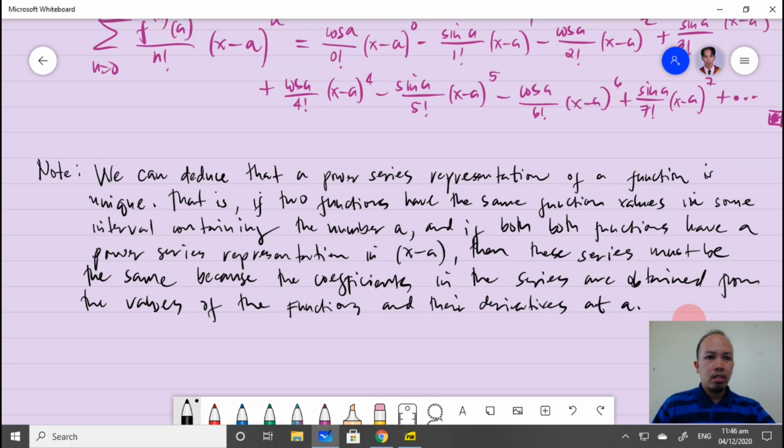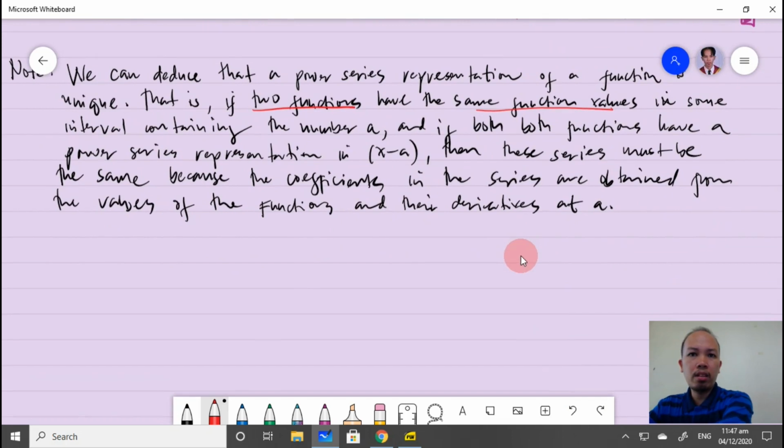So please remember that if you are given two functions that have the same function values, meaning if you evaluate the functions at that value in a given interval containing a, and both functions have the same power series representation in x minus a, then this series must be the same, because as we know in the discussion above, we evaluate the values of the functions and their derivatives at a number a. Please recall that.